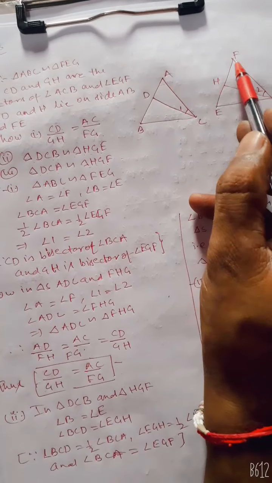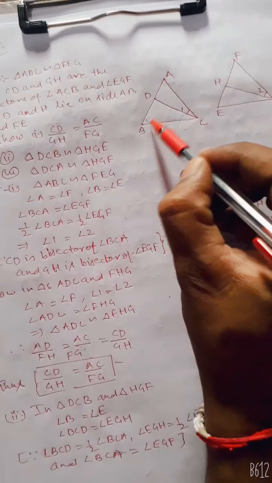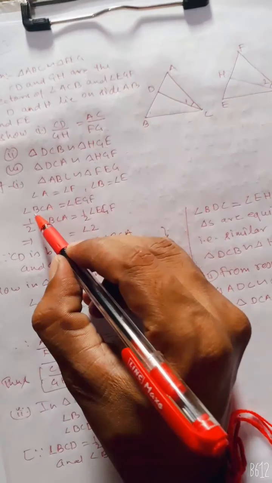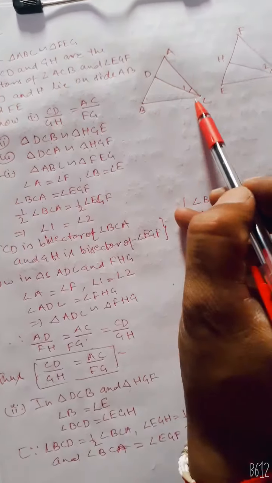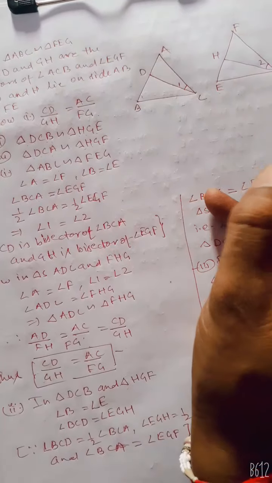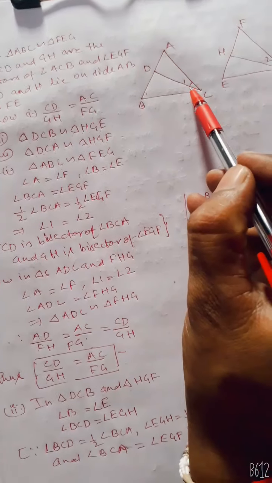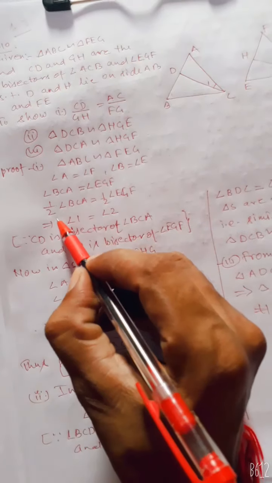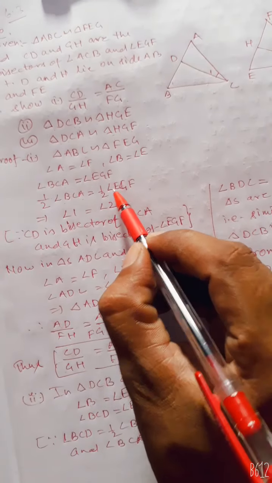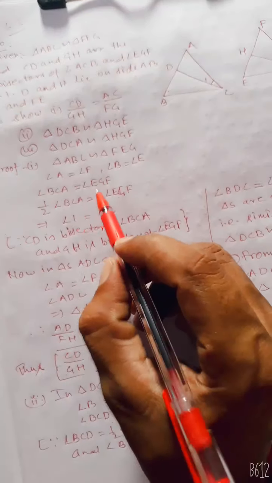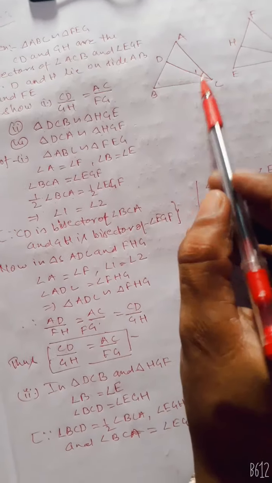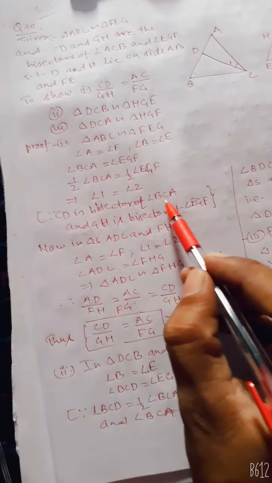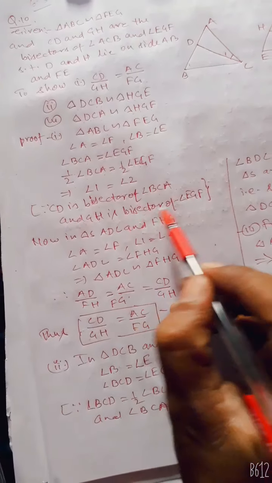Angle A equals angle F, angle B equals angle E. So we can write this relation: angle BCA equals angle EGF. Now half of this angle, that is, dividing by 2 on both sides, we have 1 upon 2 angle BCA equals 1 upon 2 angle EGF. Now since this is the bisector, angle 1 equals angle 2, because CD is a bisector of BCA and GH is a bisector of angle EGF.